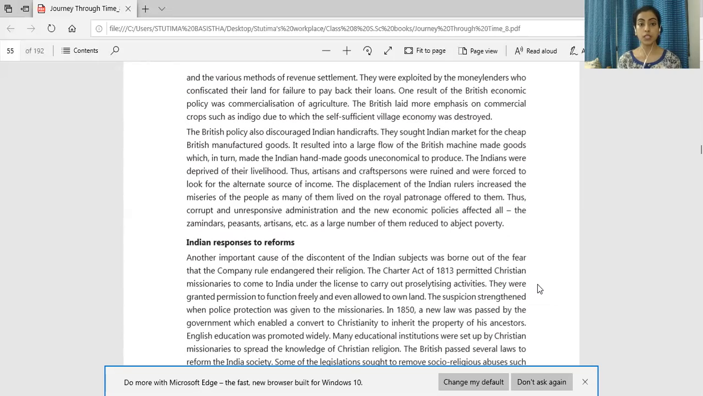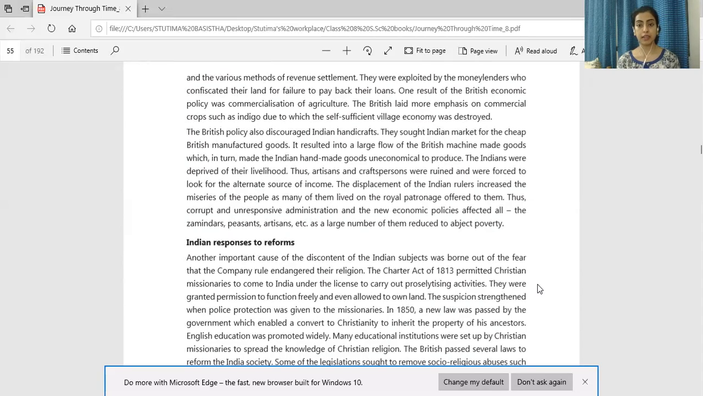It started to lose importance, right? Many Indians were actually earning their livelihood from this Indian handicraft. But after the destruction of this handicraft, many families' livelihood got hampered, right? The artisans and craftspersons were ruined and were forced to look for alternate sources of income. After the Indian handicraft were discouraged, many families were not finding any source of income.